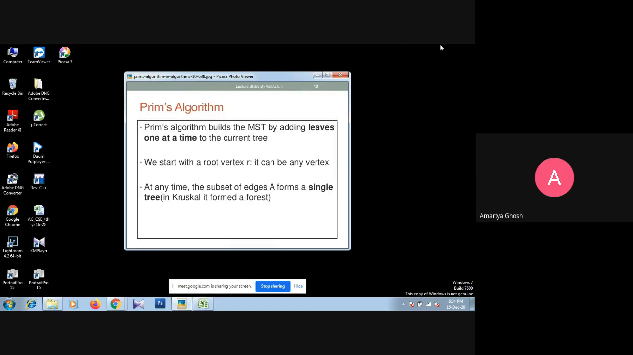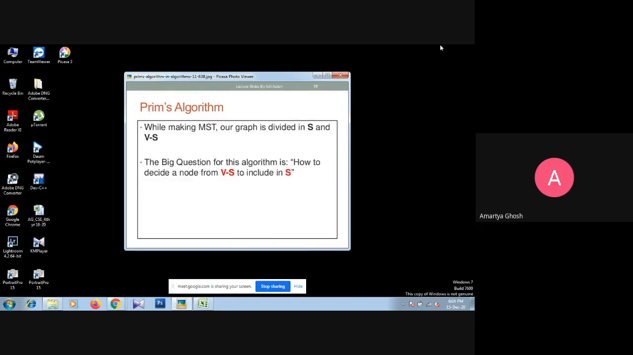Now just check it. The fourth point is that while making the MST, the minimum spanning tree, our graph is divided into the set S and the set V minus S. So what is V? What is S? The big question for this algorithm is how to decide a node from V minus S to include in S.